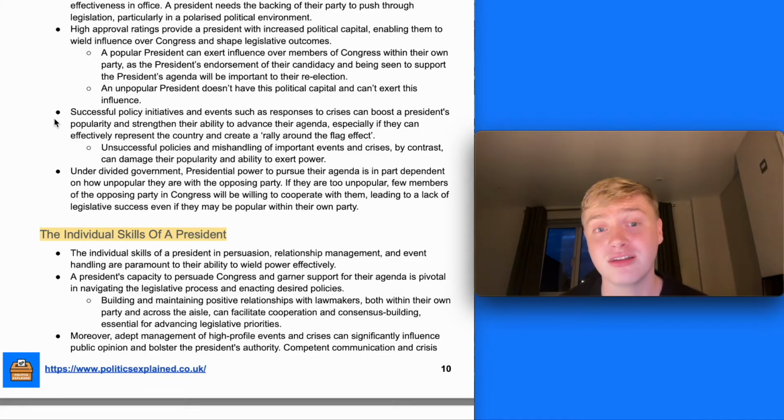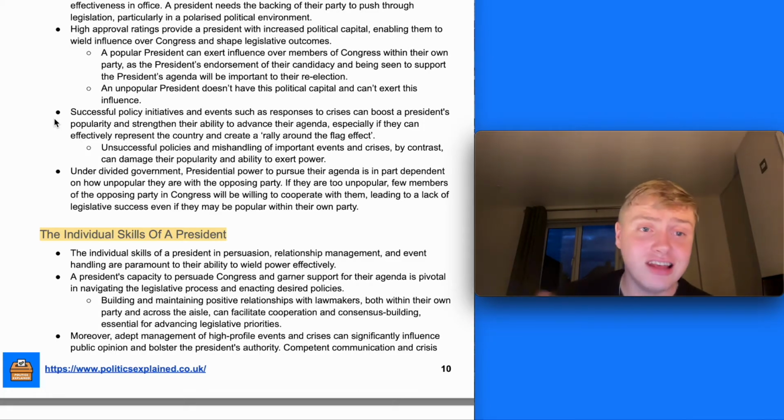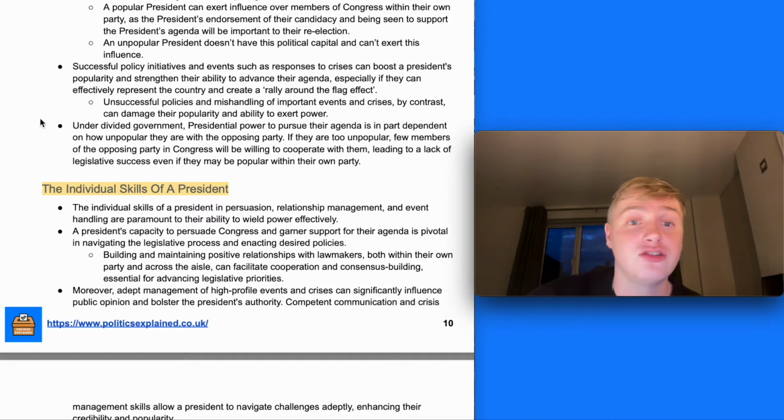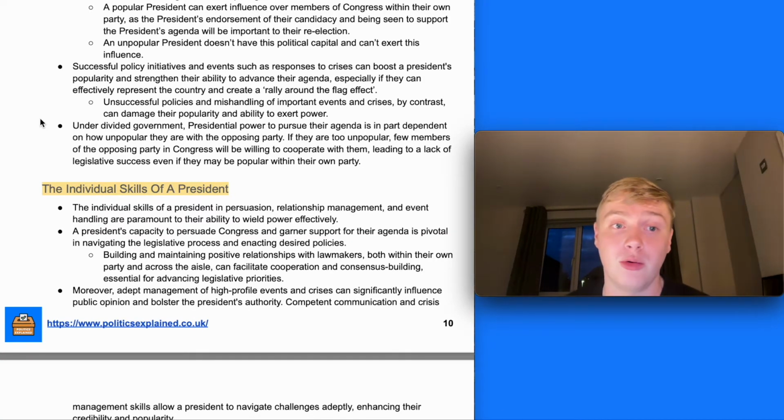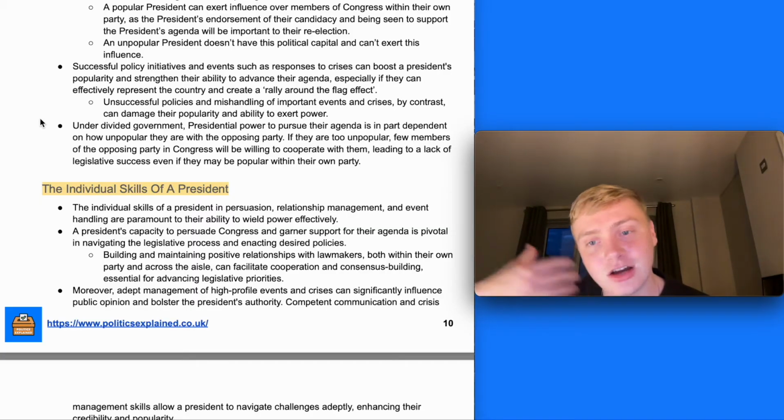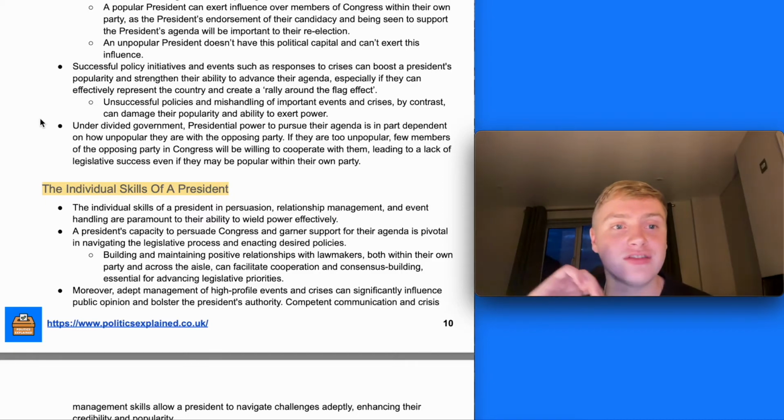Whereas an unpopular president doesn't have this political capital, can't exert this influence, and therefore is less likely to be able to convince members of Congress to support their legislative priorities. Successful policy initiatives and events, such as response to crises, can boost a president's popularity and strengthen their ability to advance their agenda, especially if they can create a rally around the flag effect as a representative of the US and as the head of state.